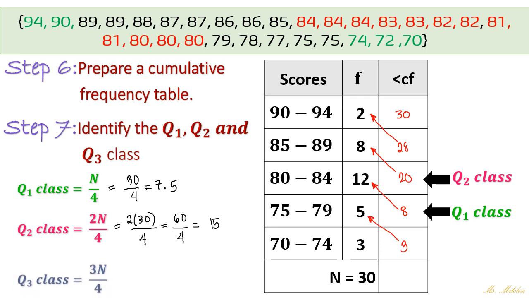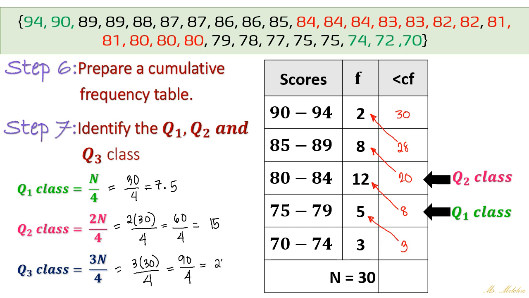Okay, next one, we have 3n over 4. Same manner, let's just substitute our value of n. So 3 times 30, we would have 90, then divided by 4, then we would have 22.5. Or in the same manner, if we do the shortcut, 7.5 times 3, you will have 22.5 as well.